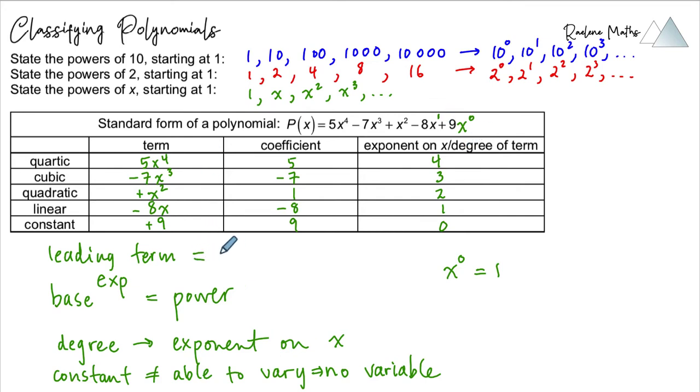The leading term is 5x to the 4, and therefore the polynomial p of x is said to be a quartic, like a quartet, a degree 4 polynomial. So we've got a degree 4 polynomial, so we call it a quartic. We have other words for other degrees of polynomials, and we're going to classify some polynomials in the next example.